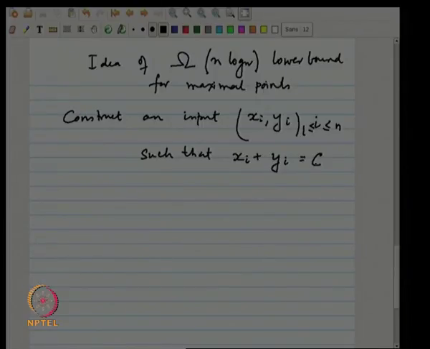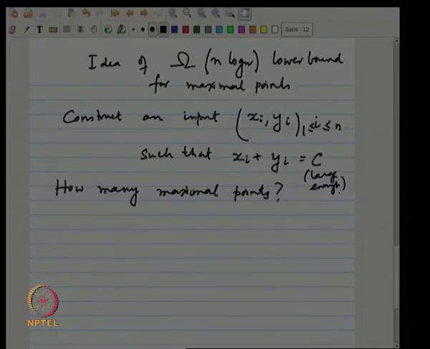Now, what does it mean? In this particular input, how many maximal points are there? Actually, let me not even bother about large enough. Everything could be, say, between 0 and 1, that is also fine. Any constant would do. How many maximal points are there? All points are maximal, right?